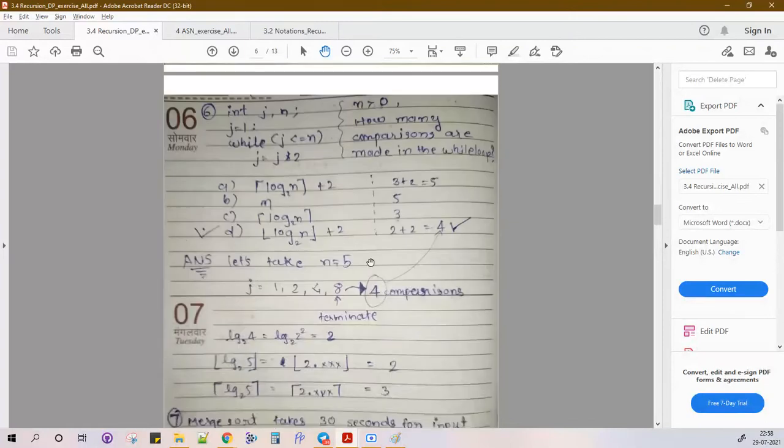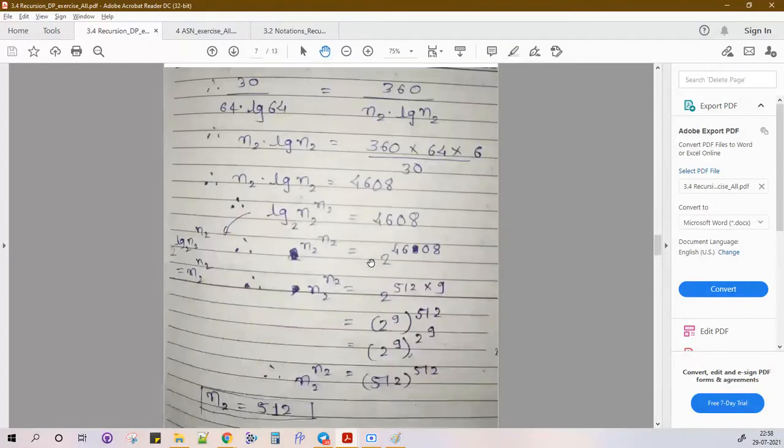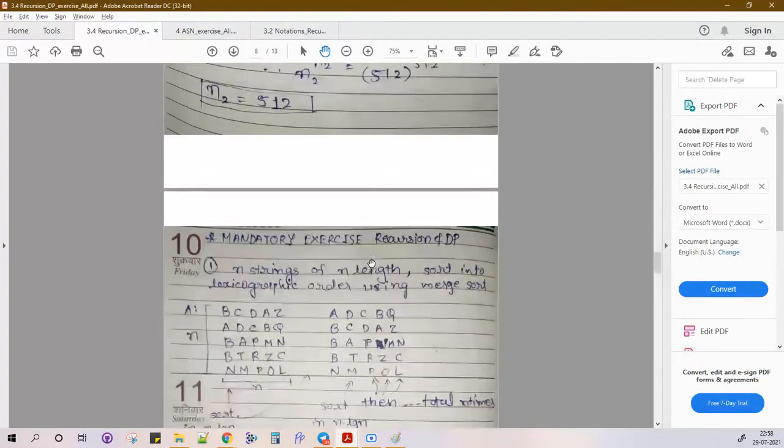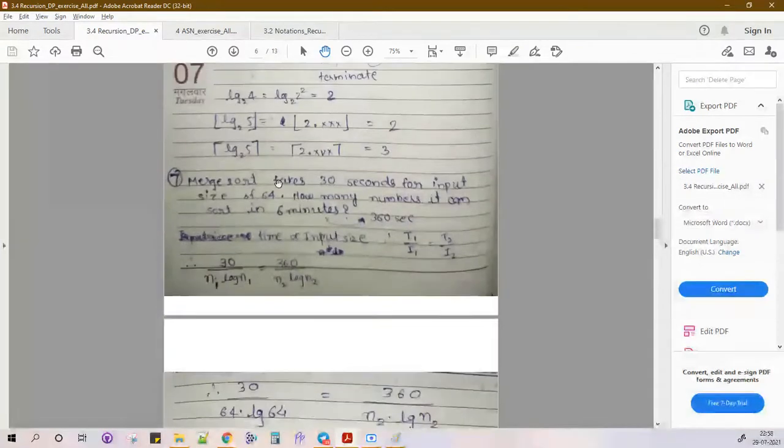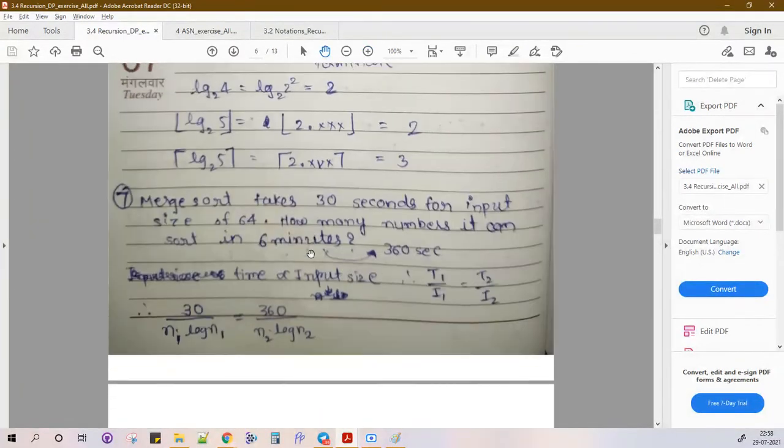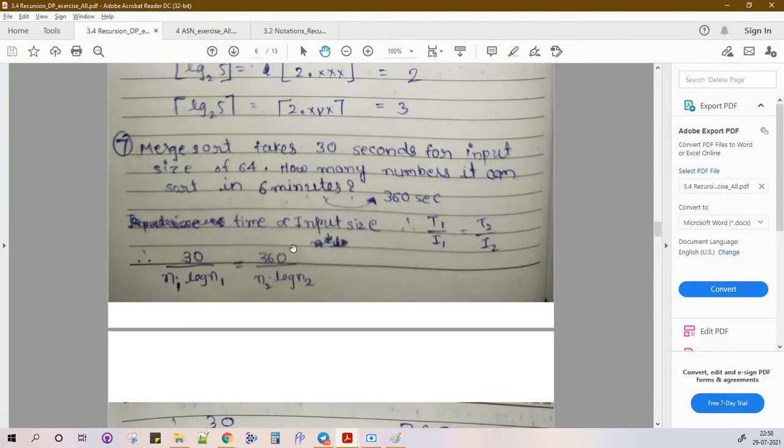Okay, so let's take this mandatory exercise problem. I want to discuss this actually. This question is catching my eye. This was a really good problem in the solved examples, that is not there in the mandatory, or I guess in the mock it is not asked. But this is really good. Merge sort takes 30 seconds for an input size of 64. How many numbers can it sort in 6 minutes, right?